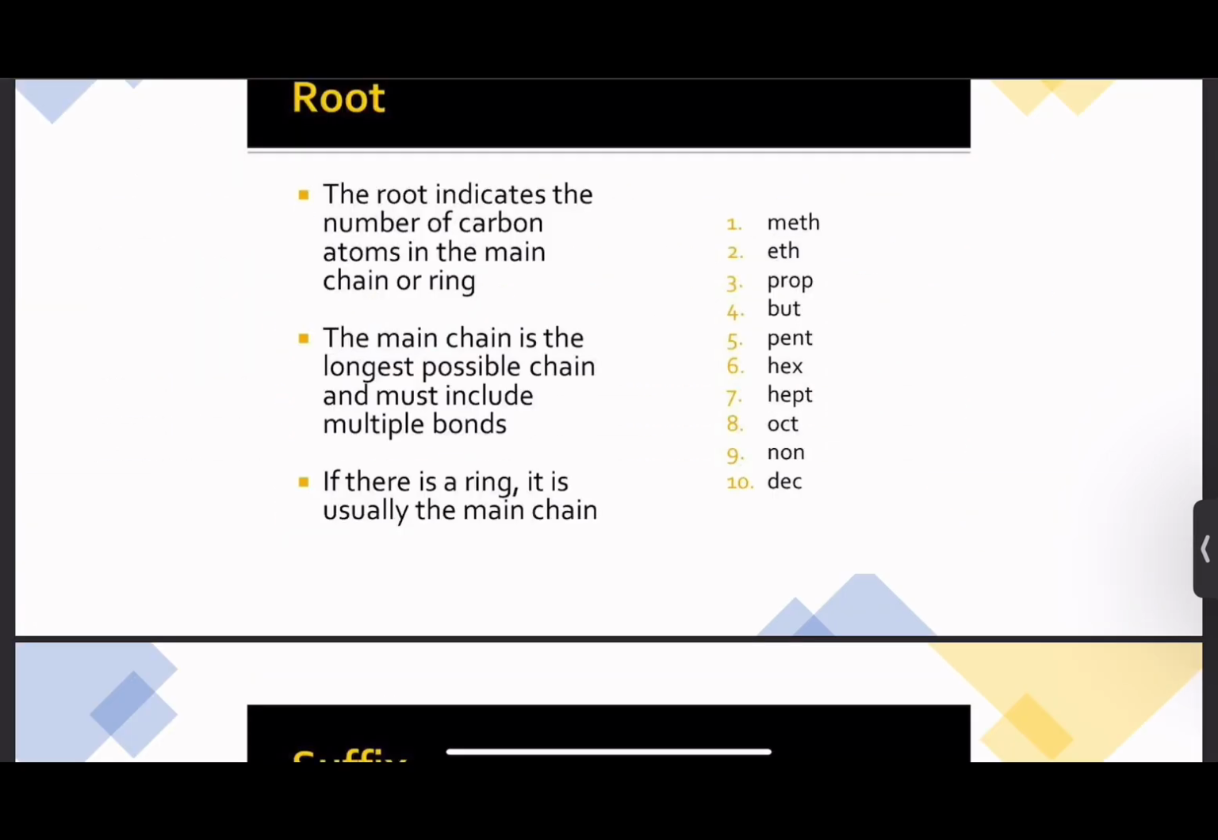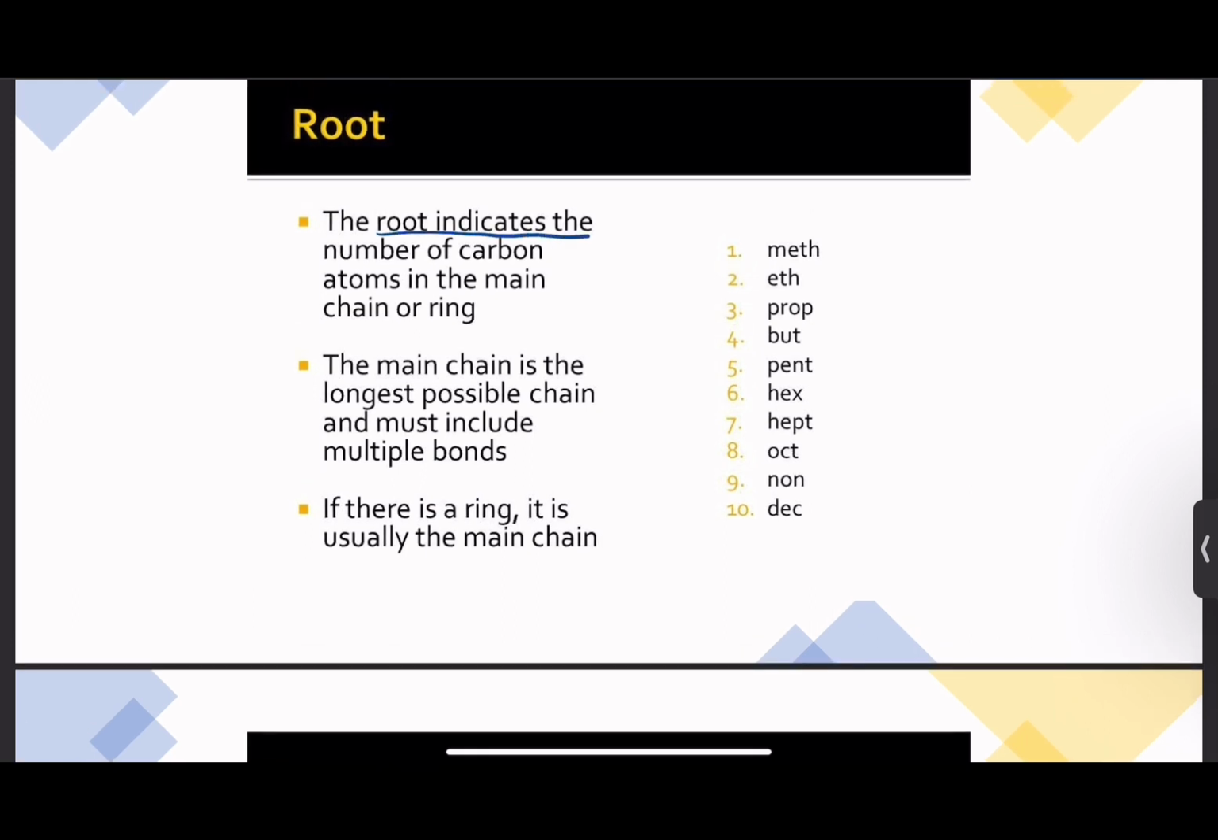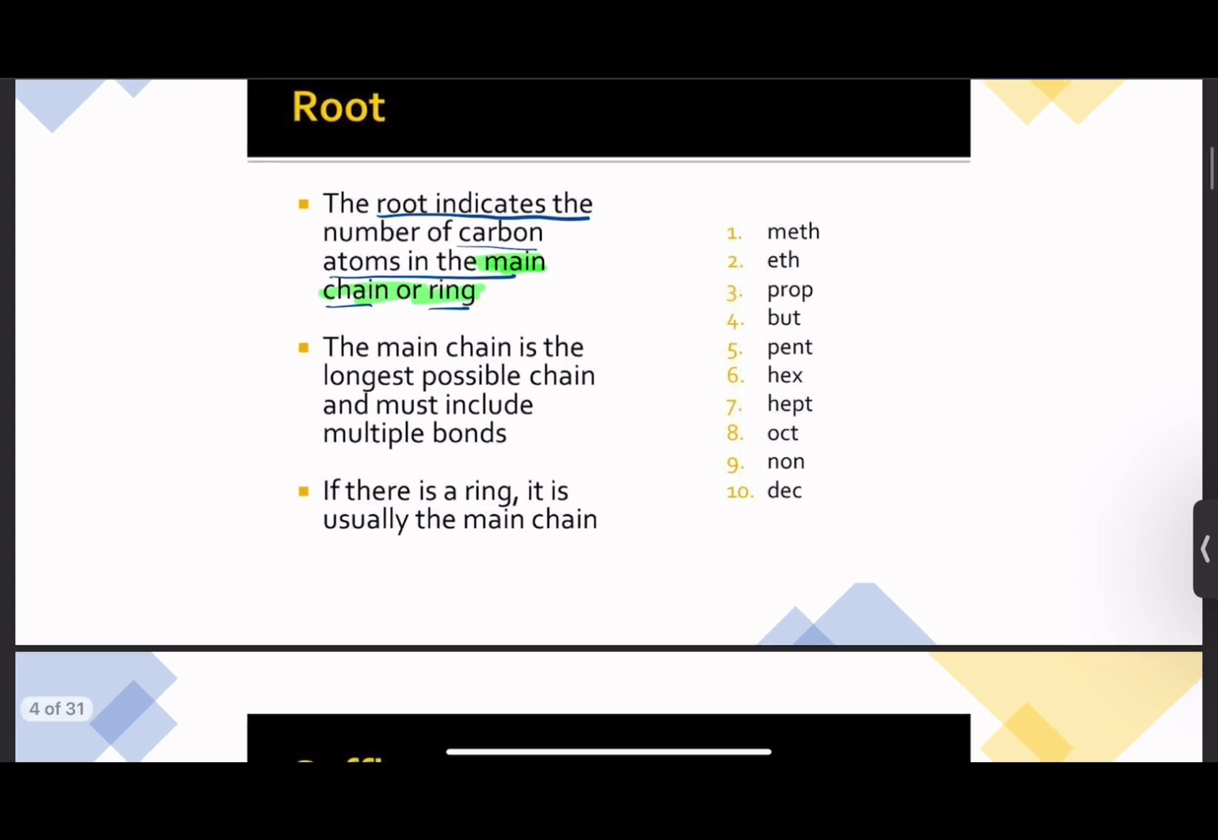I think everybody is familiar with the root. Root indicates the number of carbon atoms in the main chain or ring. So please pay attention: the main chain or the ring, okay? The main chain is the longest possible chain and must include multiple bonds. If there is a ring, it is usually the main chain. If we don't have a ring, we go with the chain, but if we have a ring, it's usually the main chain.